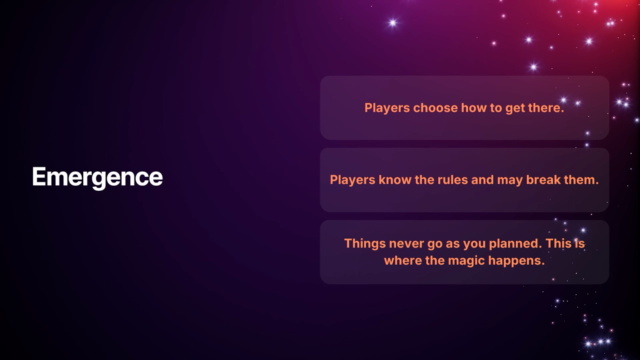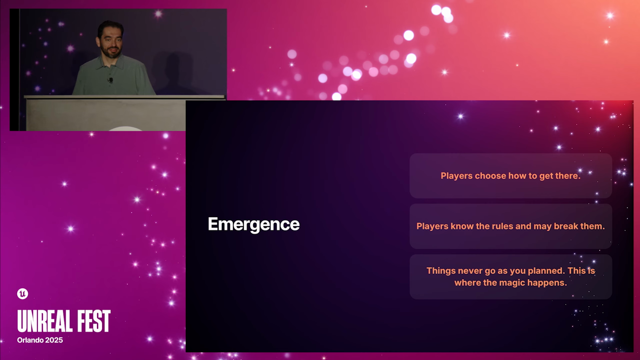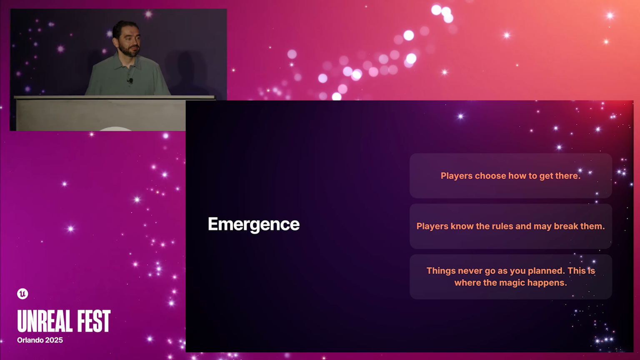And that's where emergence comes from. Players choose how to get there. Players know the rules, and they may break them. Everyone here who's played a physics game knows that you can break the rules. And that things never go as planned for the player. And this is where the magic happens. This is where all those aesthetics of play come up, where players will have a good time and come back to your game.